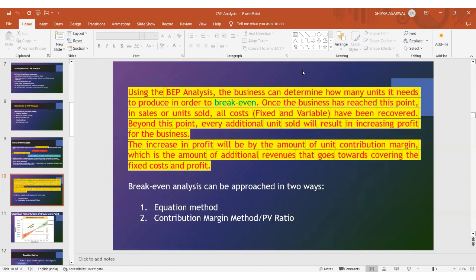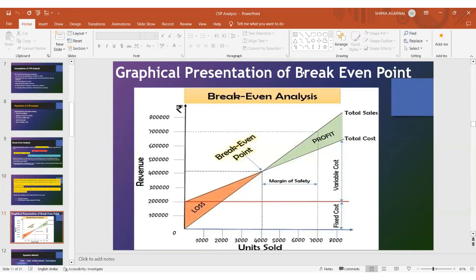Break-even analysis can be approached in two ways: one is the equation method, and the other is the contribution margin method, or what we call the PV ratio method. Now, first, let's try to understand it graphically.